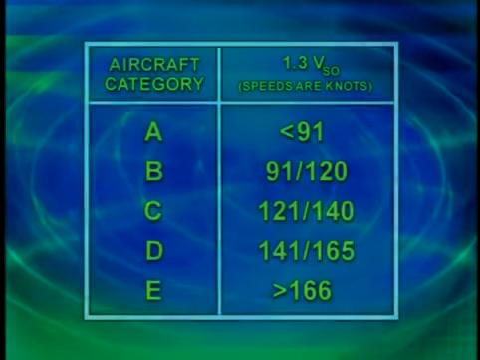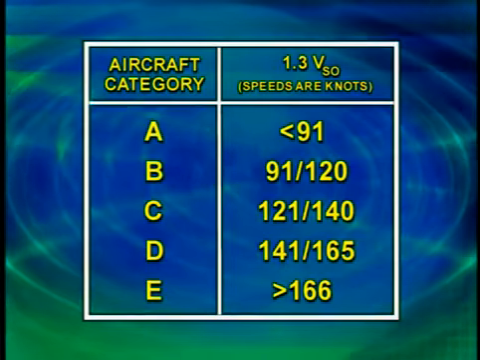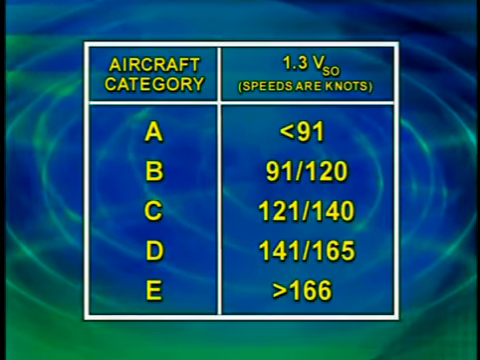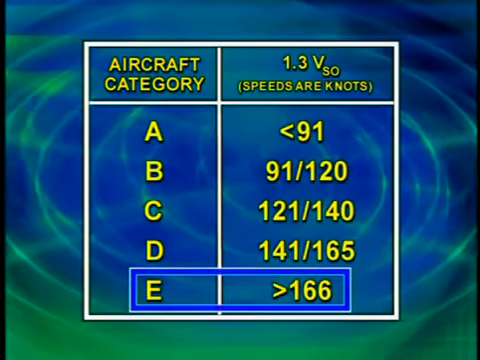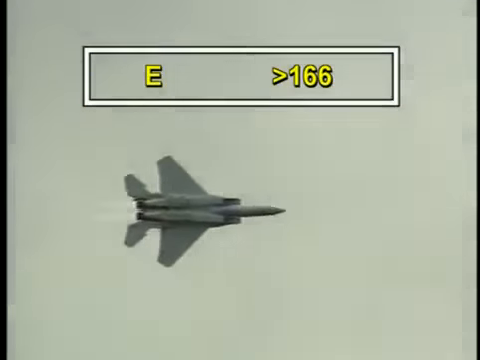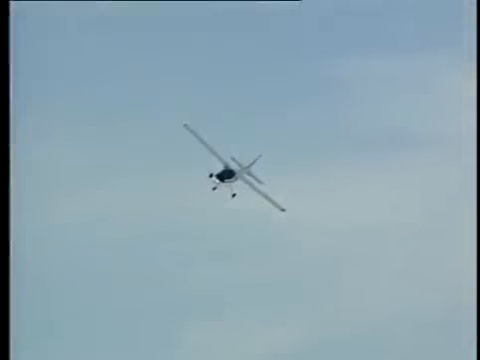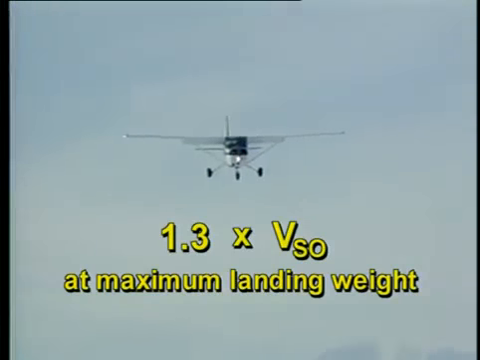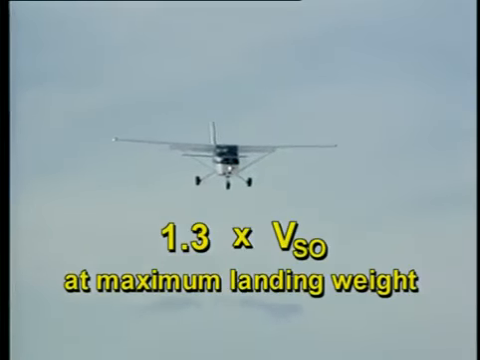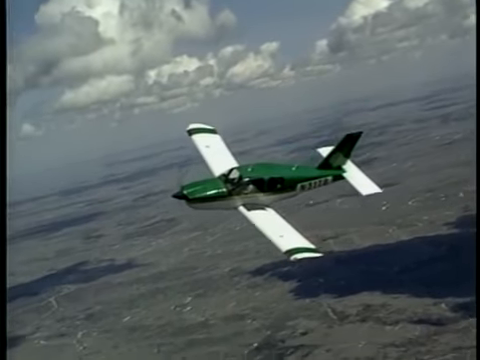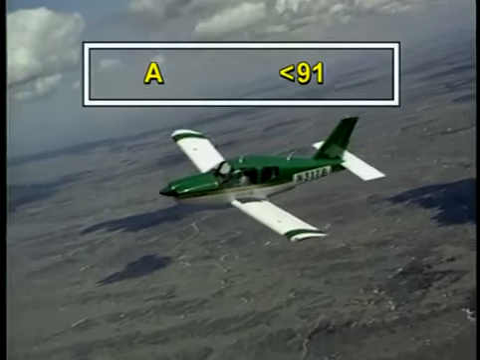The FAA has established 5 approach categories based on an aircraft's approach speed. For the most part, the last category, Category E, is not shown on approach charts since it applies only to military aircraft. The approach speed of a particular aircraft is computed as 1.3 times the stalling speed in the landing configuration at maximum landing weight. Most single-engine general aviation aircraft fall into Category A.